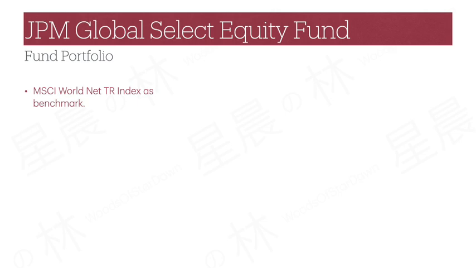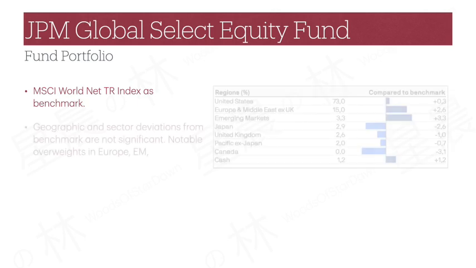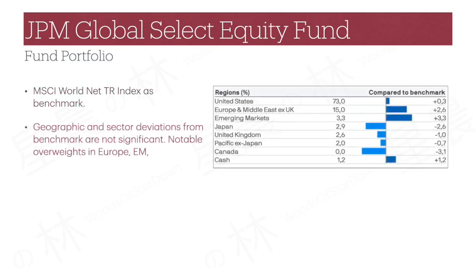The JP Morgan Global Select Equity Fund uses the MSCI World Net Total Return Index as the benchmark, which is pretty common for most global equity funds to benchmark against. Looking at regional breakdown, we can see the fund currently has overweights in Europe and Middle East ex-UK, as well as emerging markets, while the main underweights are in Japan and Canada.